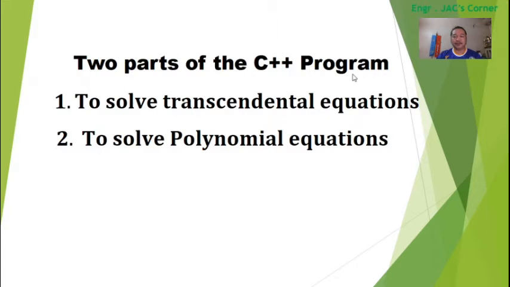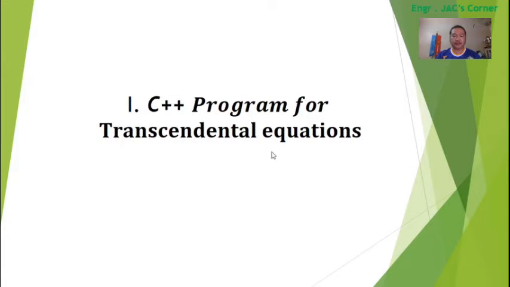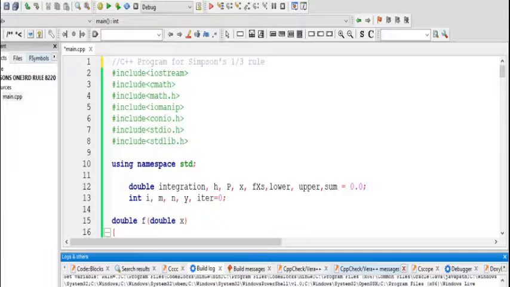There are two parts of the C++ program: to solve the definite integrals of transcendental equations and to solve the definite integrals of polynomial equations. Let's proceed to the C++ program for transcendental equations. Let's move on to the code block. Now, to write the program, let's write a simple description for the program, hiding it with these two slashes. Okay, C++ program for Simpson's 1/3 rule.